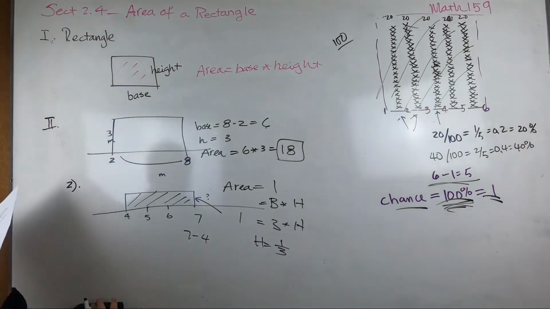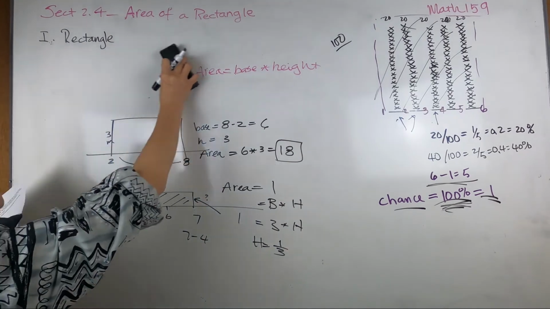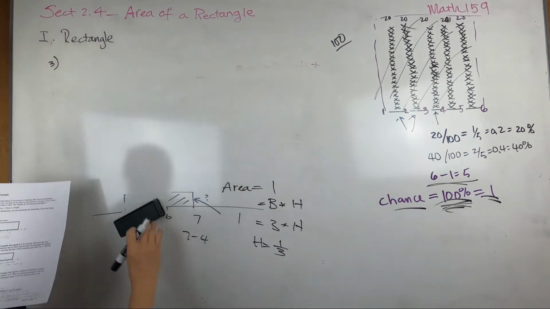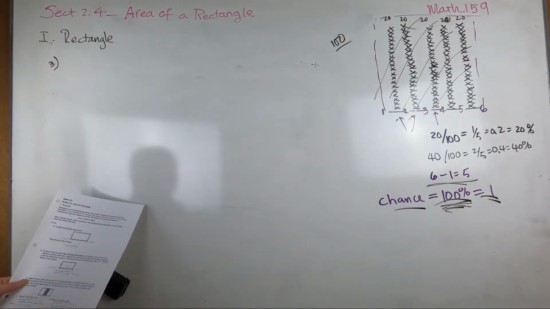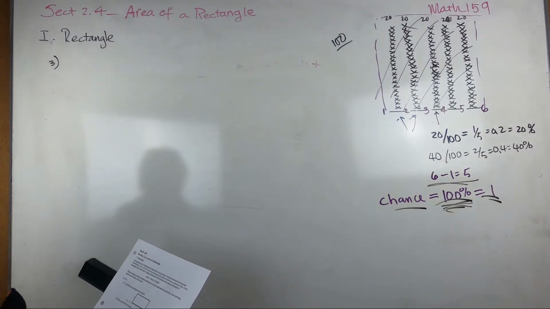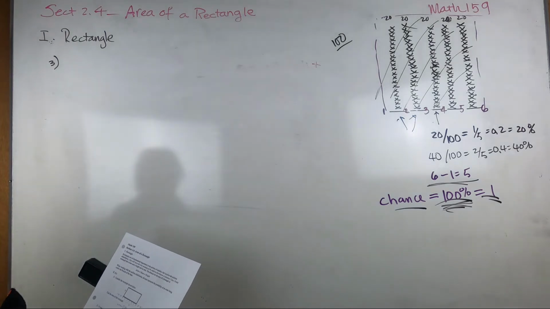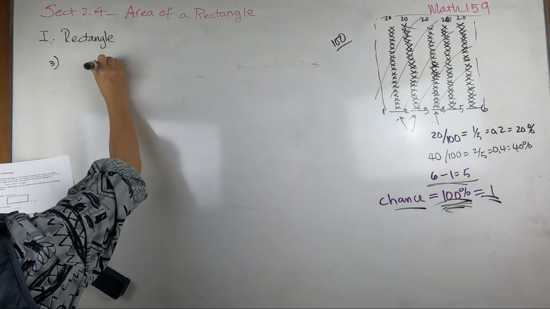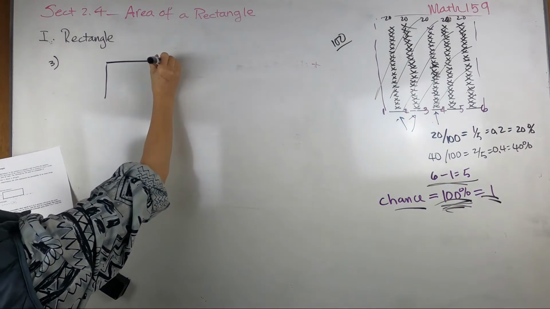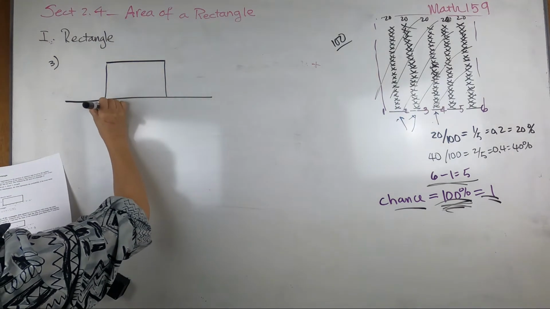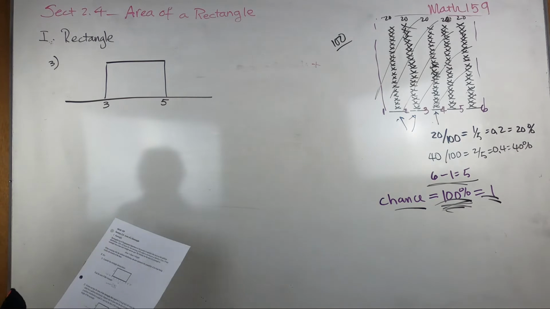Okay? Then look at example 3. It says, suppose that we know that the area of a rectangle that depicts a uniform distribution is equal to 1, right? So the area is 1 and the base goes from 3 to 5. So we look at the picture. So here is 3 to 5.